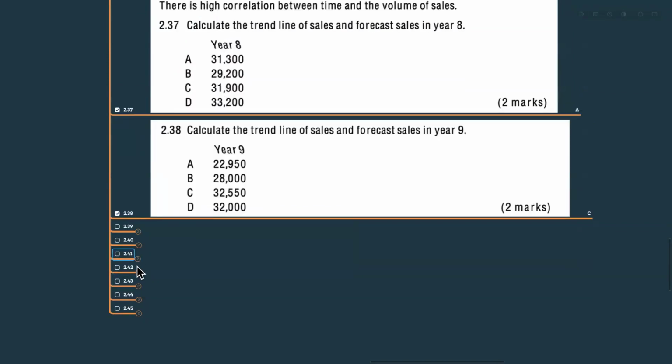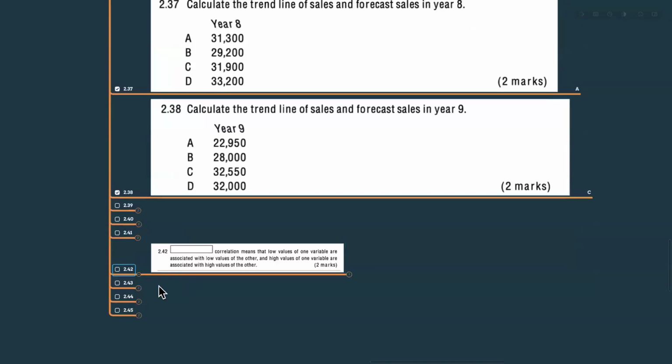2.40, also we have to study something. 42, right? 42 we can do.